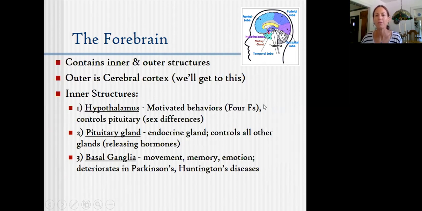So I always learned this as the 4 Fs. So it's involved in the fight or flight reaction, right? So you're motivated to fight, you're motivated to flee. Those are 2 of the Fs. Fighting, fleeing. We're also going to see it's very important for feeding, for hunger and feeding. And then finally, so fighting, fleeing, feeding, and sex is our final F there.